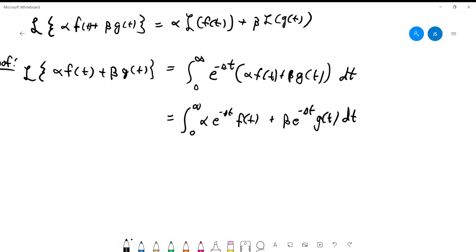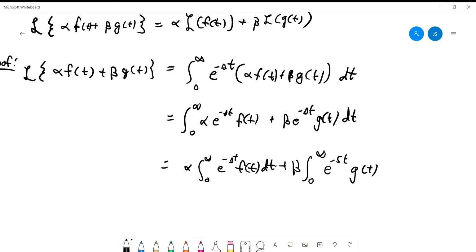and then use the linearity of integration. So that's alpha times the integral e to the minus st f of t dt plus beta times the integral from 0 to infinity e to the minus st g of t dt, which is by definition alpha L of f of t plus beta L of g of t. So the Laplace transform is linear.